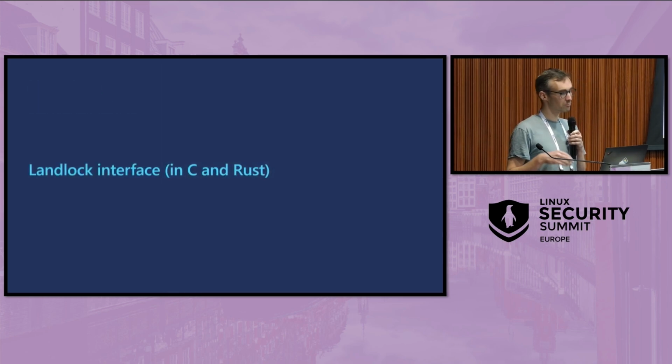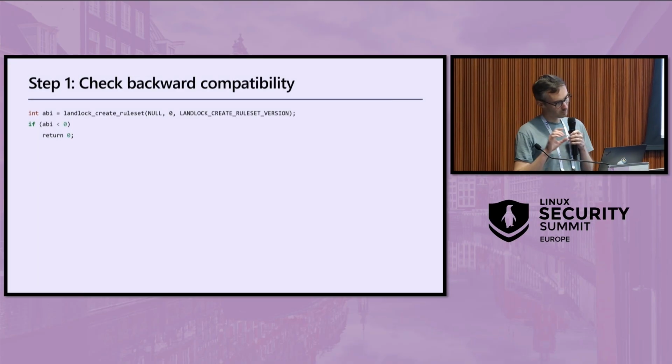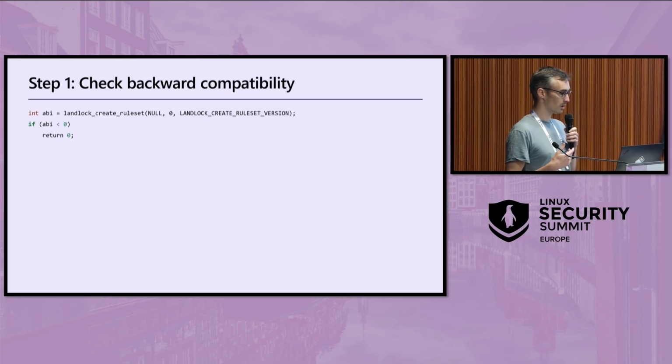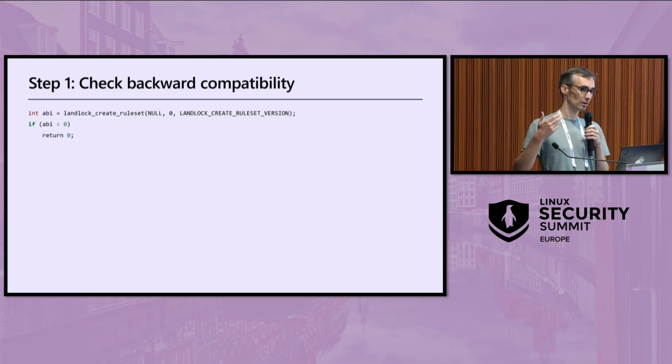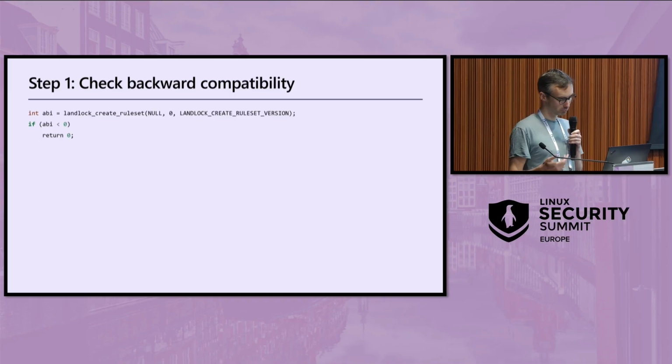So let's see how we use Landlock in C or in Rust, for instance. I will not talk too much about compatibility, but there's a simple mechanism which is useful to know which set of features are supported by the running kernel. And then, there is some way to easily just request what is supported.